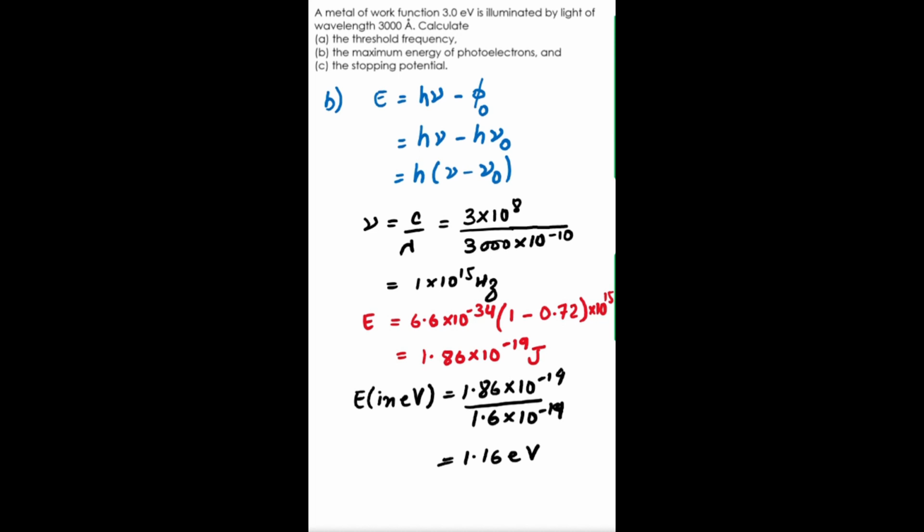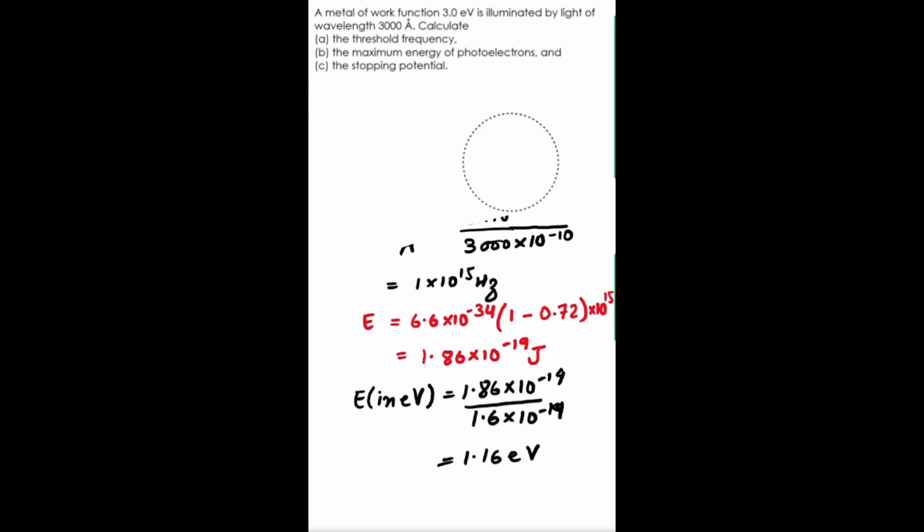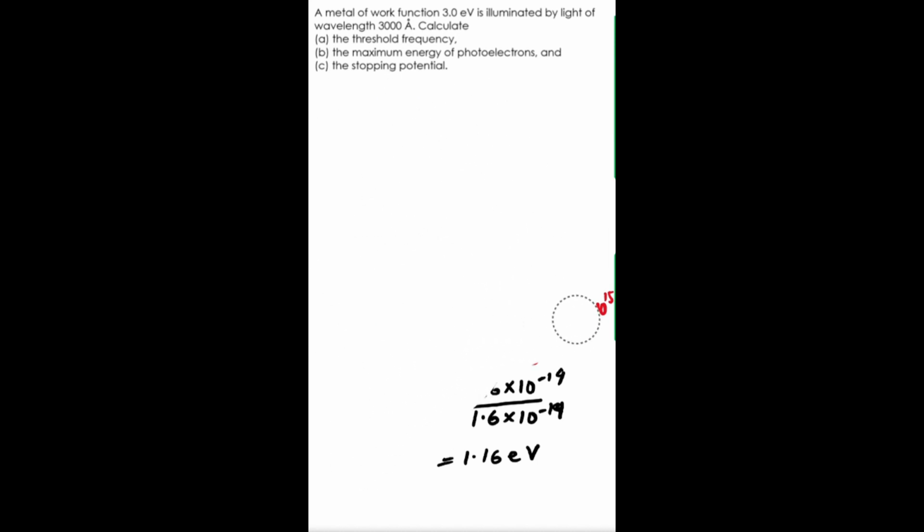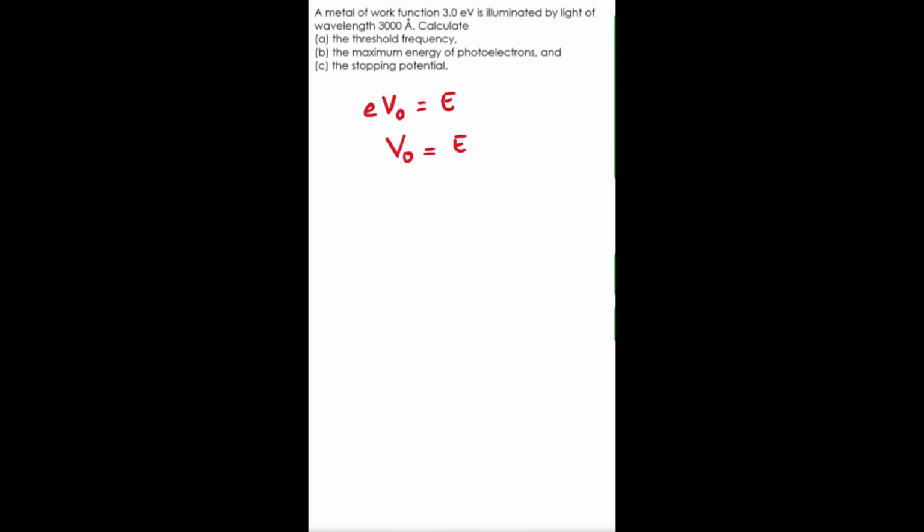So let's do the third part. The third part says calculate the stopping potential. To calculate the stopping potential, let's recall our equation of stopping potential, eV naught, which is equal to the maximum kinetic energy or the maximum energy given to the photoelectrons. So stopping potential V naught is nothing but E divided by e.